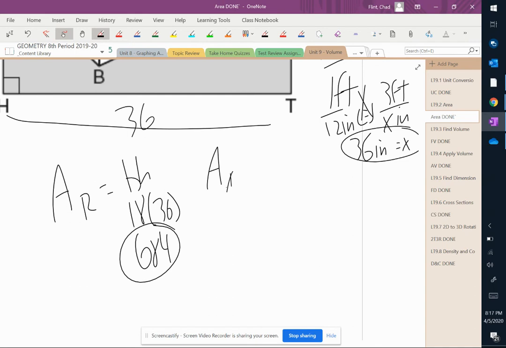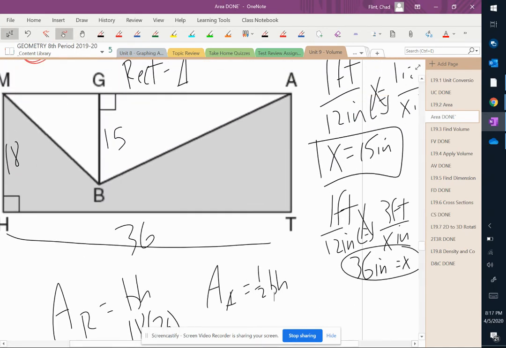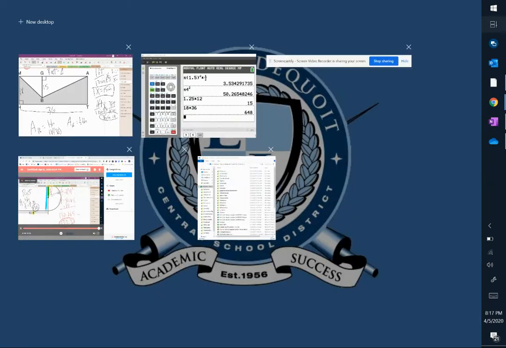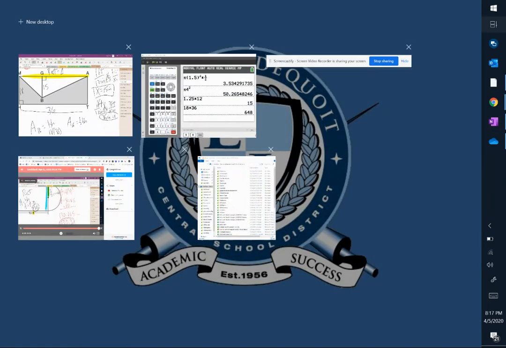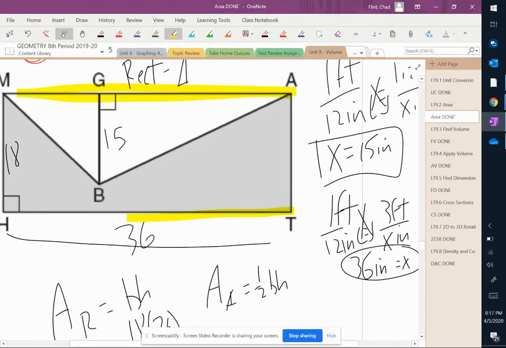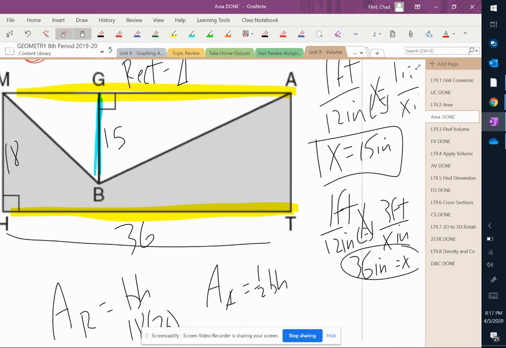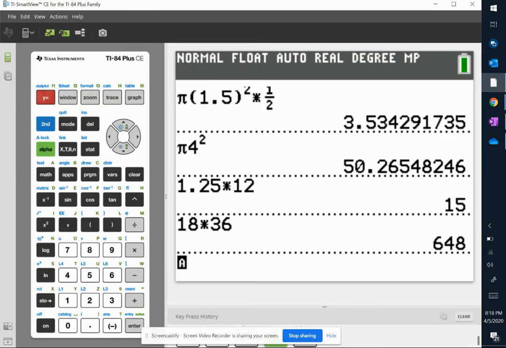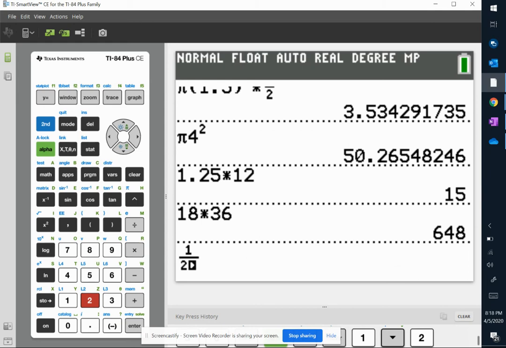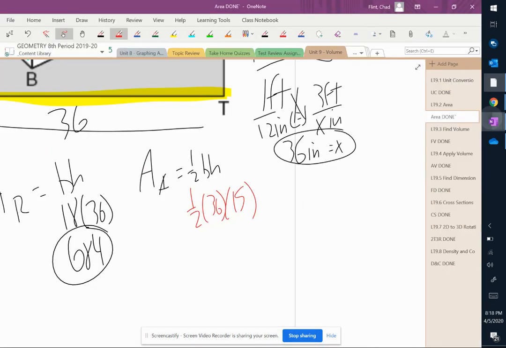And then my triangle, half base times height. The base of the triangle is going to be 36, and the height is 15. So it's going to be 1/2 times 36 times 15, which is 270.